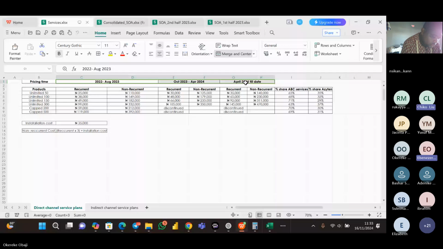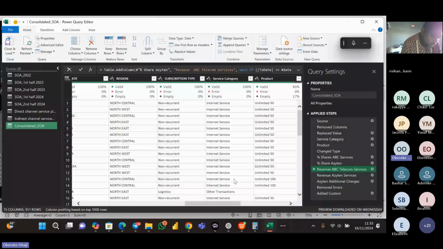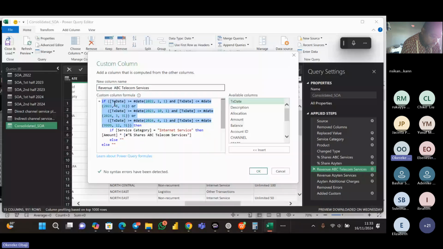So explain what you meant by isolated. You did not put it as part of your calculation? Is that what you said? Okay, this is what I meant. Like in calculating the revenue, this was what we said: if the transaction is greater than or equal to 2022 January 1, and the transaction is less than or equal to 2023 August 31st, or if the transaction is greater than or equal to 2023 October 1, and the transaction is less than or equal to 2024 March 31st. Yes, this is what I actually meant by we factored it, sir.